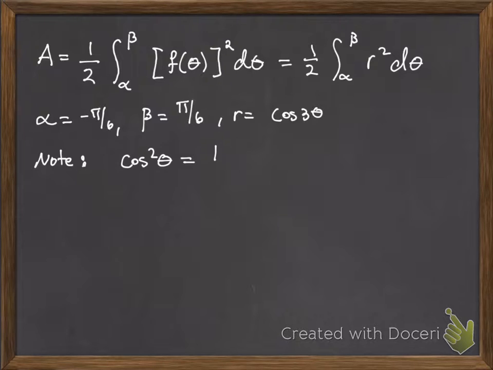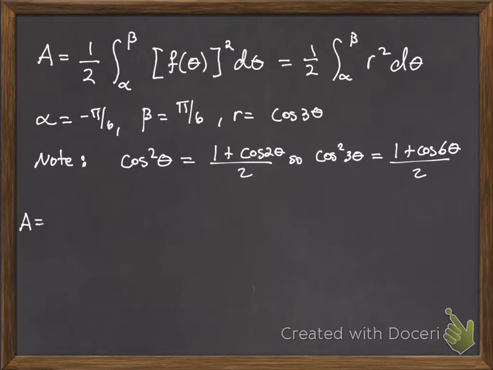Because I don't know what the antiderivative of cosine squared is, I use my power reducing formula to write cosine squared as (1 plus cosine 2 theta) over 2. Whatever your angle is, you're going to double it. So we're going to double 3, and that gives us a 6. So the cosine squared of 3 theta is equal to 1 plus the cosine of 6 theta, all over 2.